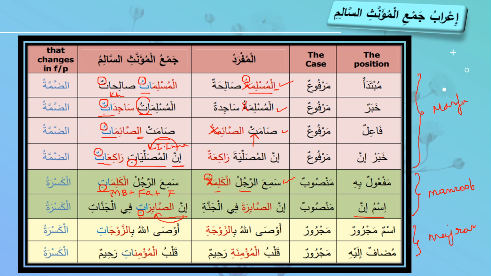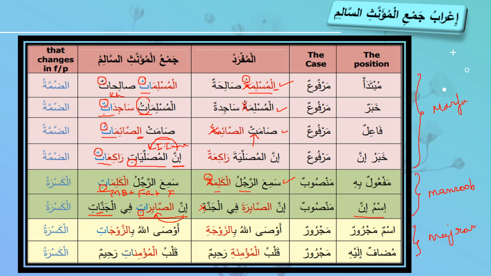Fil jannati. You may make this into plural or you may not. It's still okay, the answer will be correct. Your sentence will be correct. Jannat. Since it's a feminine noun, it has been made into plural here, removing the ta marbuta and adding the alif and ta. Ism majroor case. Awsa Allahu bil zawjati.